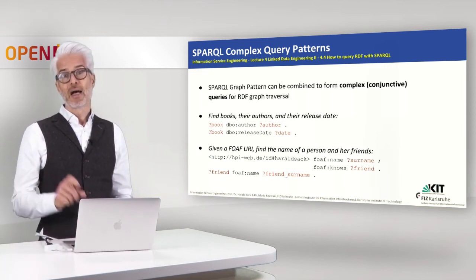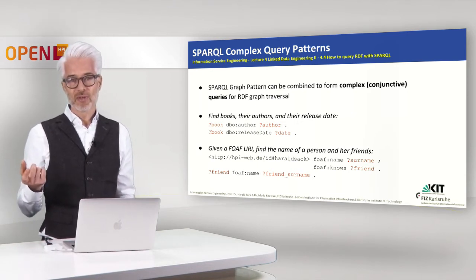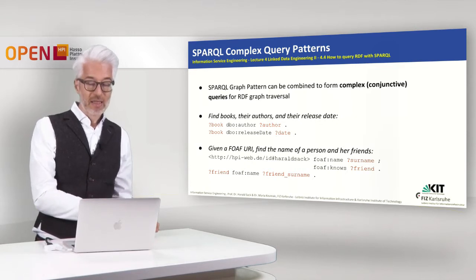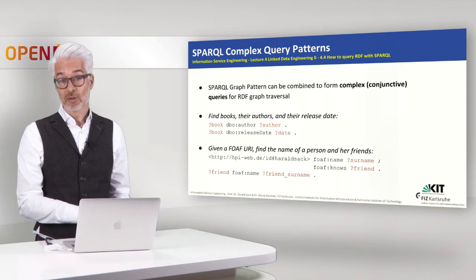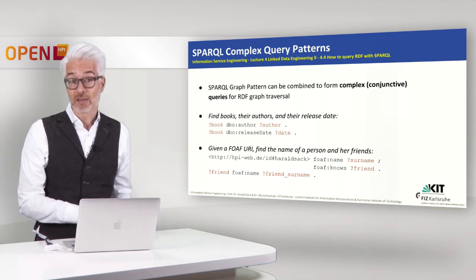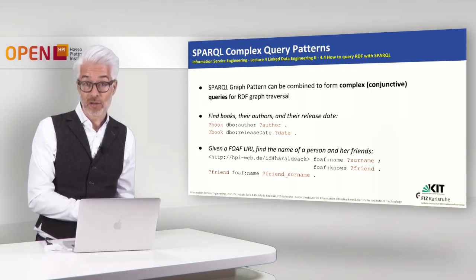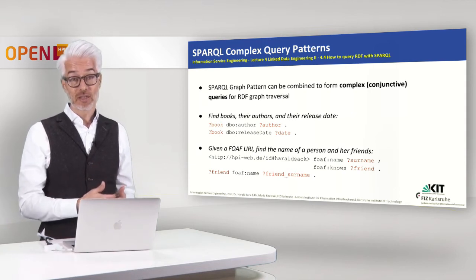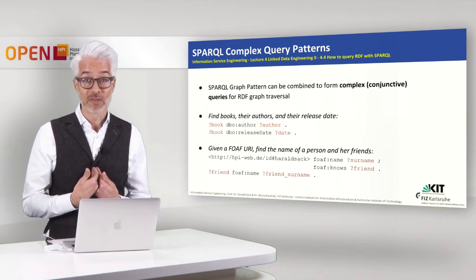Since I do not only want the URI of the friend, but also the name of the friend, I add an additional graph pattern where I say friend should have the FOAF name, and then comes a variable for the surname of the friend. FOAF name will be again from the FOAF vocabulary. You see, this is a way I can easily conjunctively combine different graph patterns to form rather complex queries.